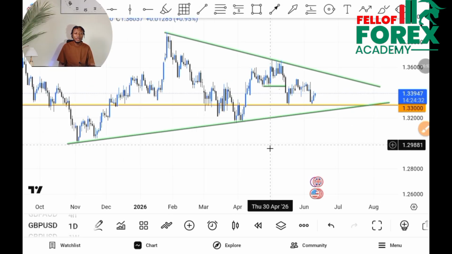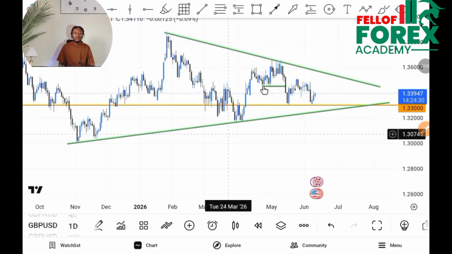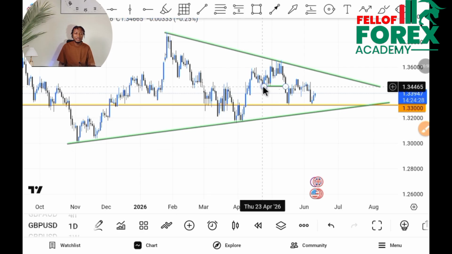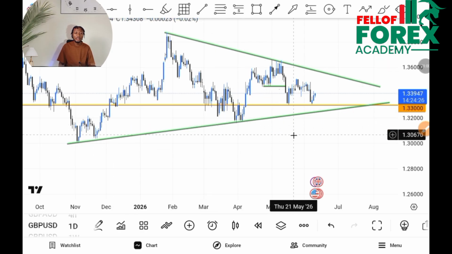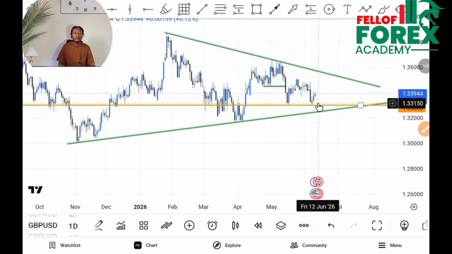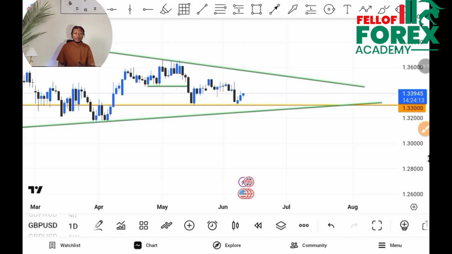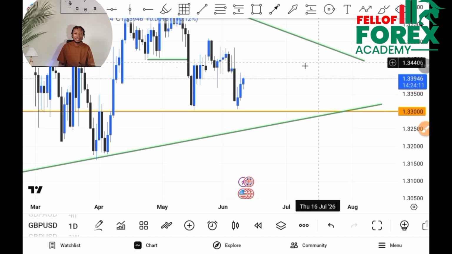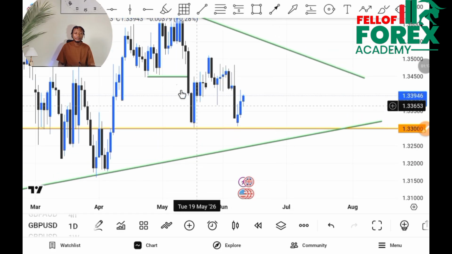So this is GBP USD. Like we marked out yesterday, we are still within this triangle, okay? So price is still squeezing within the triangle, and as anticipated, we expected price to pull back, which it is currently doing, okay? Now let's open the chart so we can see exactly what's happening internally.